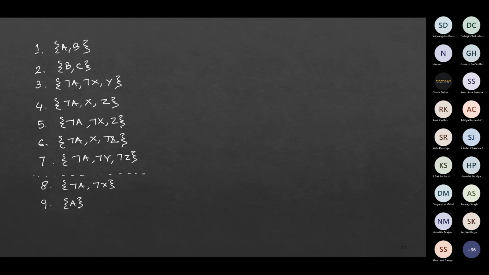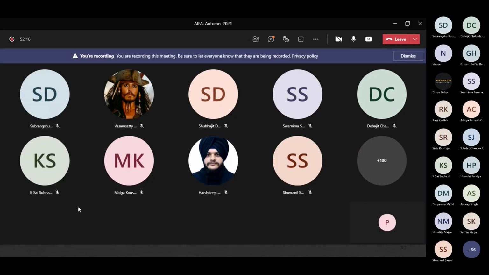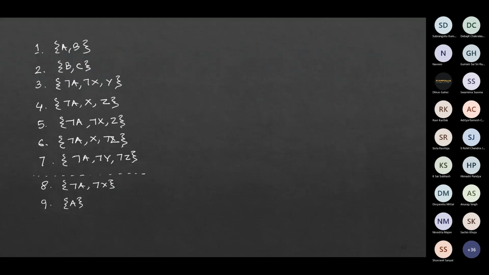Why is that? Can anyone tell me why we are adding this A here, this unit clause here? Devojit? So my question is why we are adding A here? Any idea?